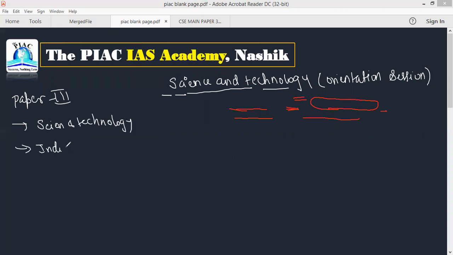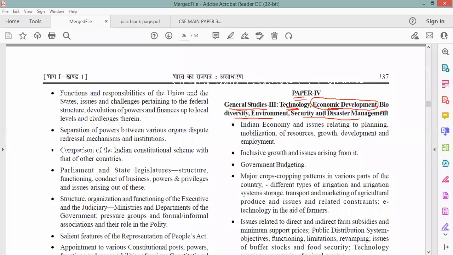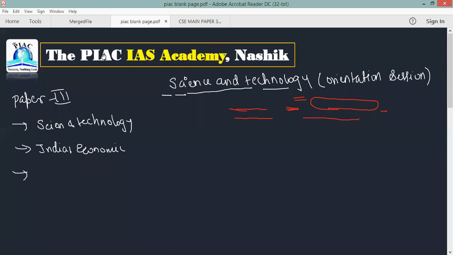Indian economic development. Okay, this is related to your economic part. Third is disaster management. If you can see here, disaster management is there and environment is there. So these are the topics that have been included in your disaster management and your environmental part, basically your environmental pollutions.